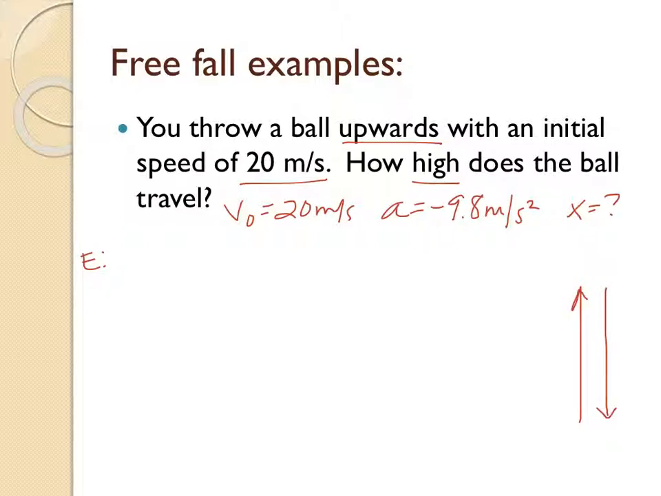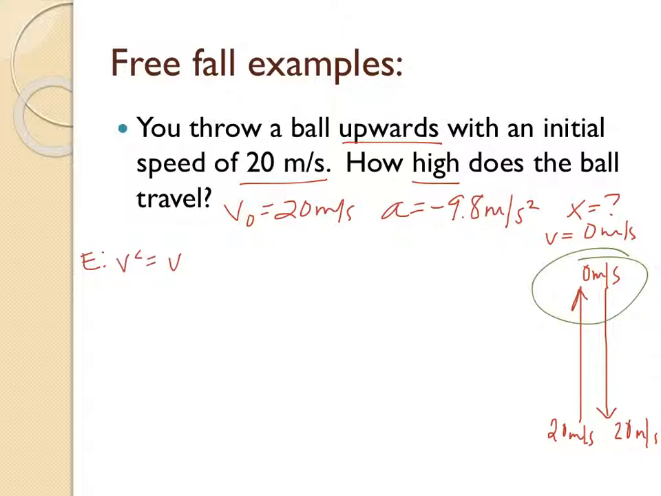All right, our ball is going to go up and come back down. It's going to leave with a velocity of 20 meters per second, and it's going to come back down and have a velocity of 20 meters per second. But what happens up here? You remember from our rules, your velocity has to reach 0 before it can turn around and come back down. So another known that we have is our final velocity is 0 meters per second. So we have this equation that we can utilize.